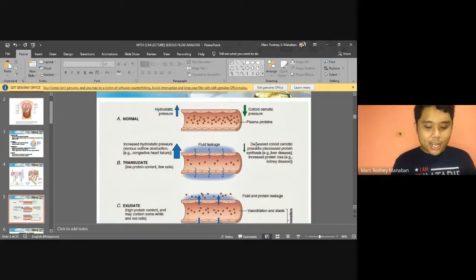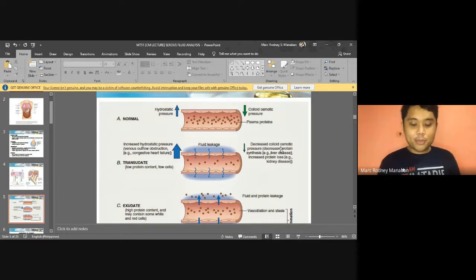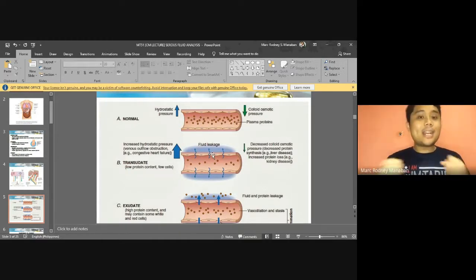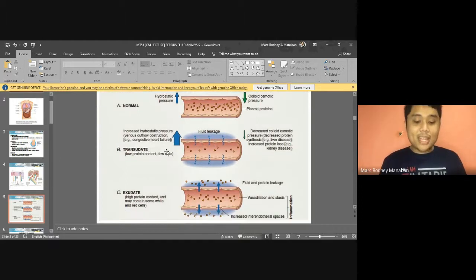So for example, for transudate, as you can see, there's a decrease in osmotic pressure, or oncotic pressure, because there is very little protein, okay? Therefore, there's nothing to pull water back into the capillaries. And that's the purpose of the proteins. They attract water from your interstitial space back into the capillaries. And if there are no proteins, of course, nothing attracts fluid into the capillaries. So therefore, fluid keeps leaking out. And that contributes to the formation of effusion, and that is transudate.